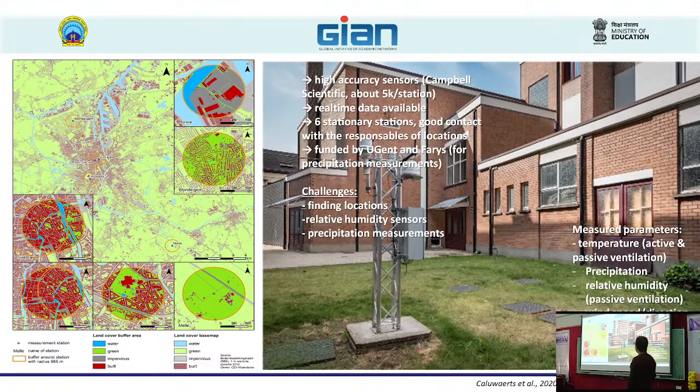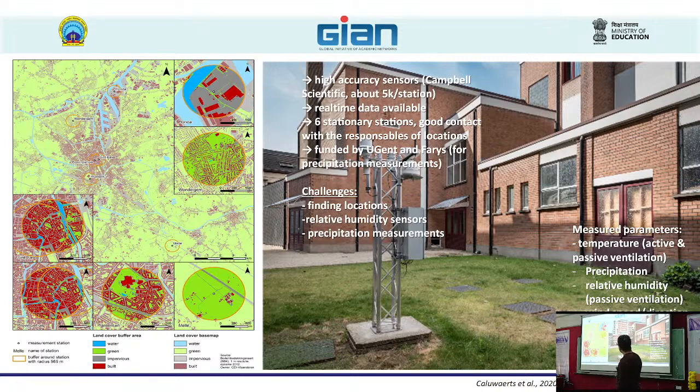Here, this is the city of Ghent, in Belgium. We have the city, and we put 6 stations. So we selected 6 locations, and we put this type of measurement, which you can recognize here. We measure temperature, precipitation, relative humidity, and wind speed. So these 4 parameters, and we have 6 locations like this.